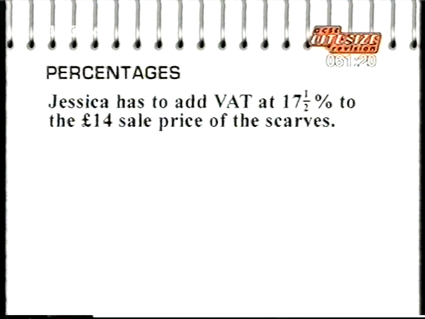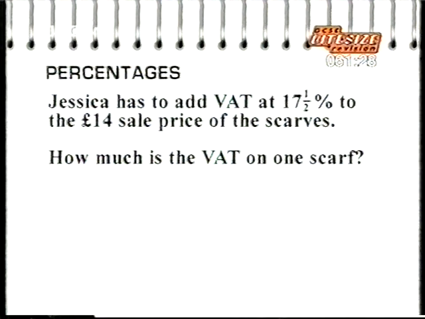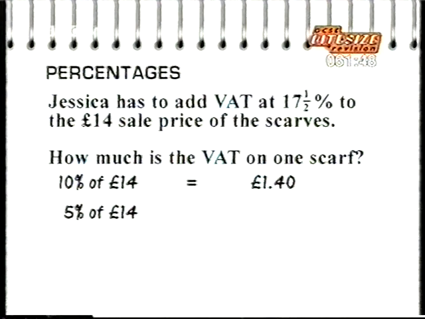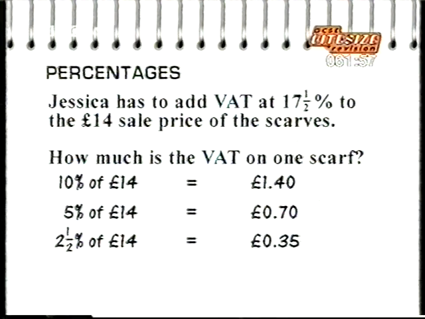Now, Jessica has to add value-added tax, VAT, at 17.5% to the £14 sale price. How much is the VAT on one scarf? Although 17.5% seems a tricky figure, you can work it out without a calculator. First, work out 10% of £14, that's 1/10 or £1.40. 5% is half of 10%, that's 70 pence. 2.5% is half of 5%, that's 35 pence. Adding all these together gives 17.5% of £14 is £2.45.